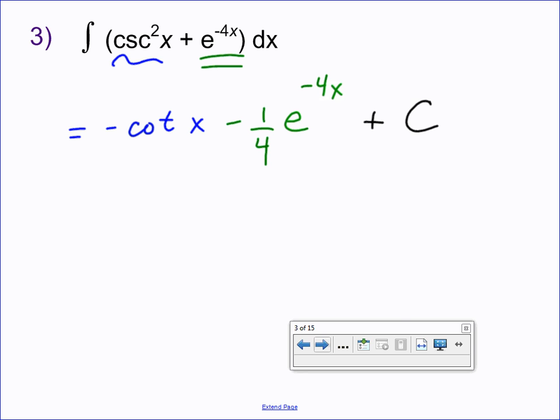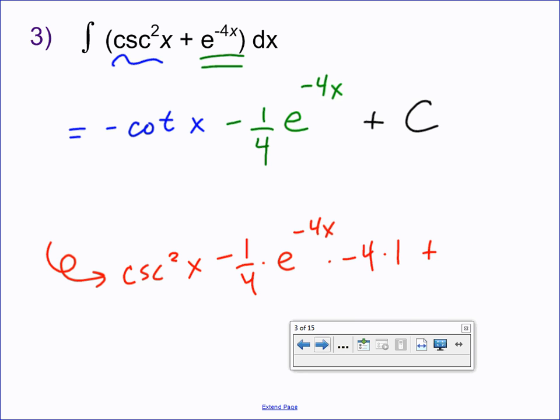All right, let's do a quick check. If I were to differentiate this, opposite cotangent of x is going to go to opposite of cosecant squared x. So that's cosecant squared x minus 1/4 times the derivative of an exponential function, which is the exponential function itself, times the derivative of the exponent, times the natural log of the base. And the derivative of any constant, I'm going to include it, what the heck, is 0. Did we get our original integrand? So big. I'm feeling good about that.